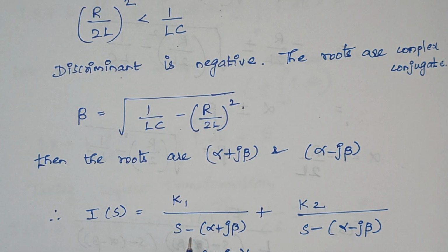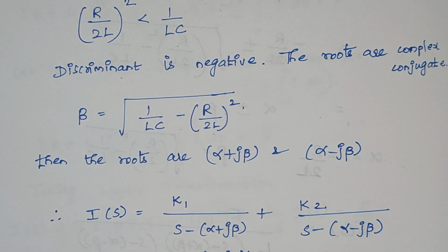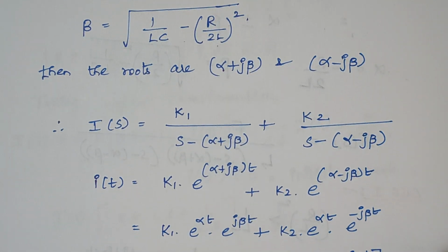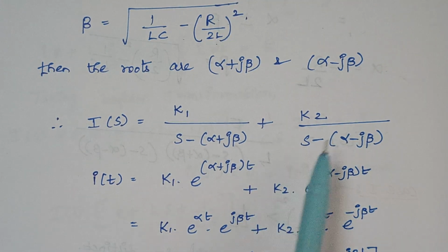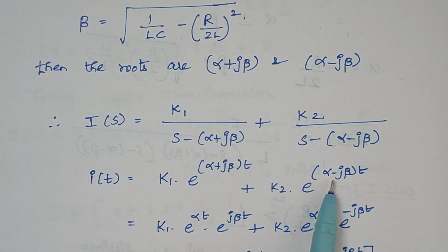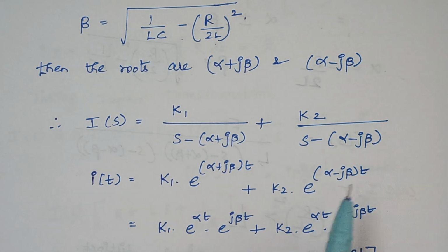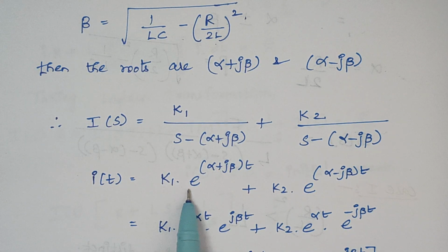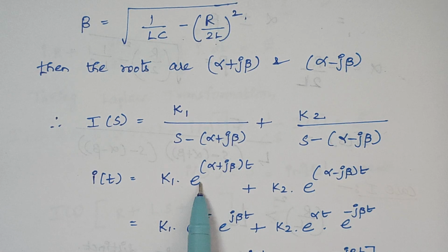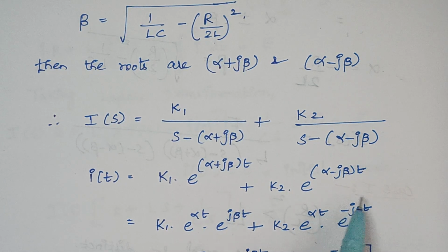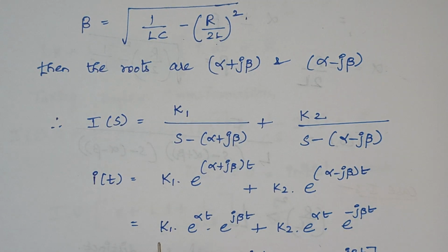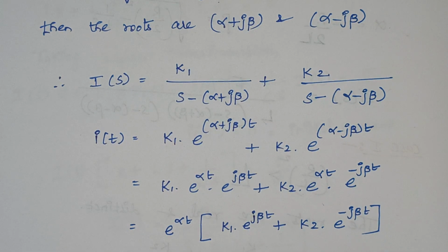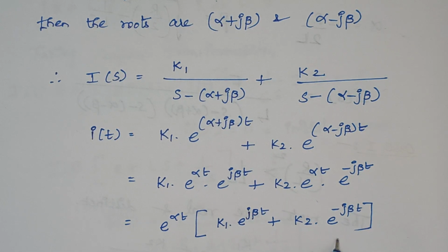So while writing the expression for current, this is our expression. Again when you write in terms of I of t, it is given by k1 into e to the power (alpha plus j beta) t, and here plus k2 into e to the power (alpha minus j beta) t. Again we are going to multiply and write this as two individual expressions: e to the power alpha t and e to the power j beta t, similarly e to the power alpha t, e to the power minus j beta t. Here in this case we are going to take e to the power alpha t outside. So when you take e to the power alpha t outside, this is our final expression.